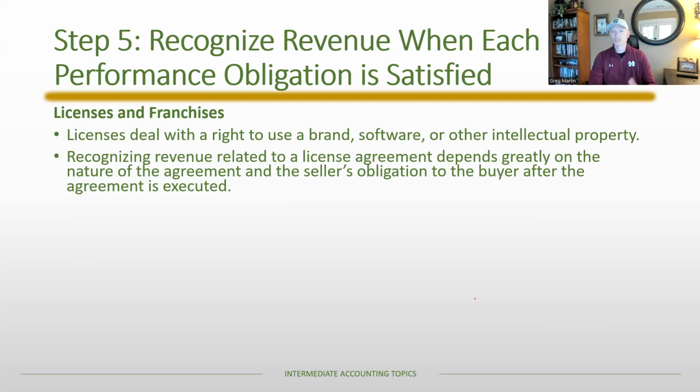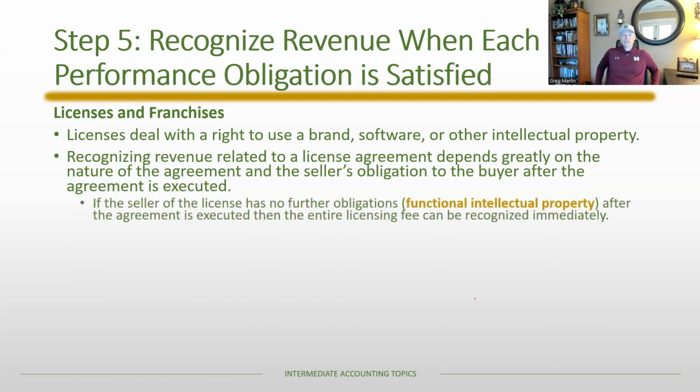Well, it really depends on what the seller's obligation to the buyer is after the agreement is executed. If the seller of the license, let's say Under Armour, has no further obligations, in other words, you can use my symbol, but I'm not doing anything after that, then that's called functional intellectual property. And basically, as soon as the agreement is executed, you can recognize the fee.